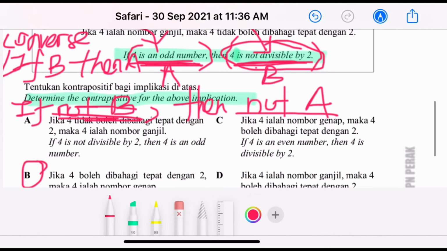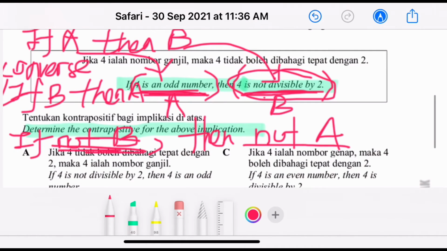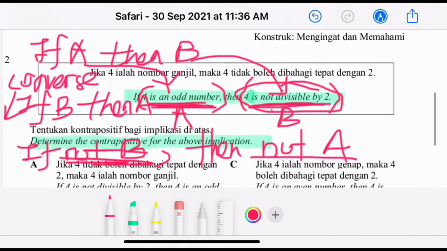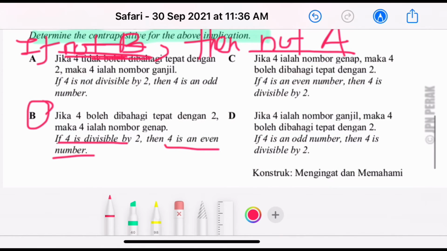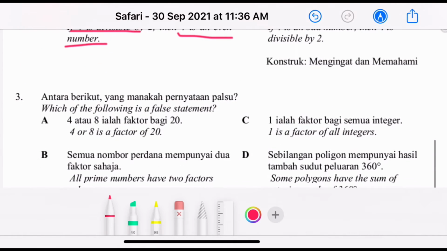So for the contrapositive, we have to converse the statement. If A then B, so we have to write if B then A. That means we write this statement first, followed by this one. After that, we have to negate the statements. So the answer for number 2 is B.